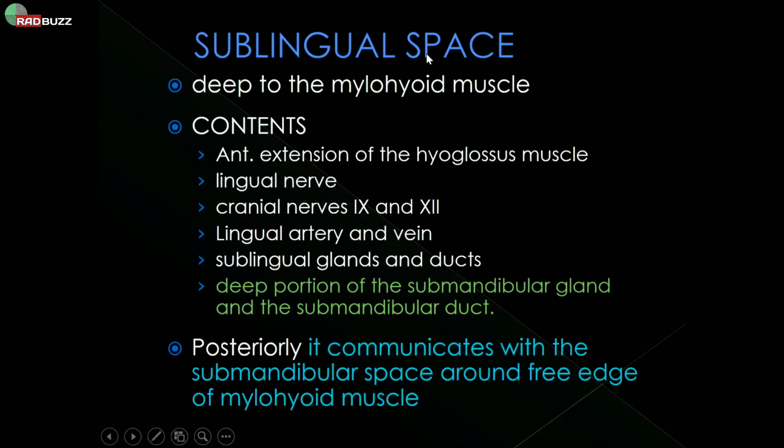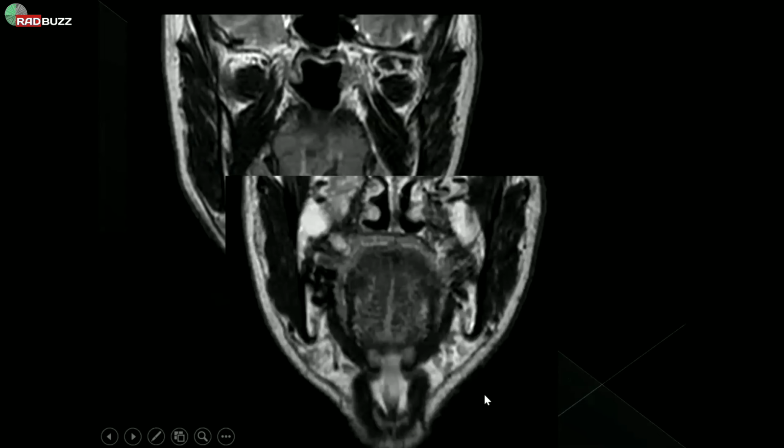The sublingual location is deep to the mylohyoid. Anteriorly we have the hyoglossus muscle, lingual nerve, cranial nerves 9 and 12, lingual artery and veins, submandibular duct, the deep portion of the submandibular gland and duct, and it communicates posteriorly with the parapharyngeal space.